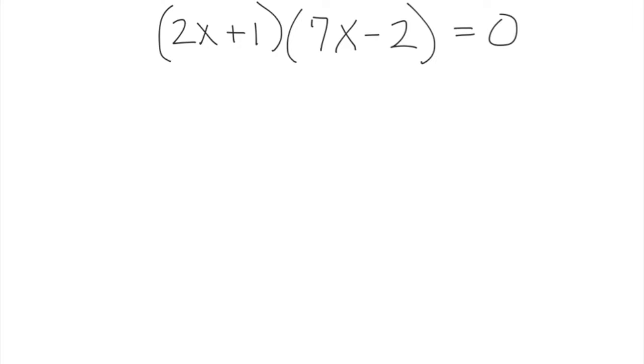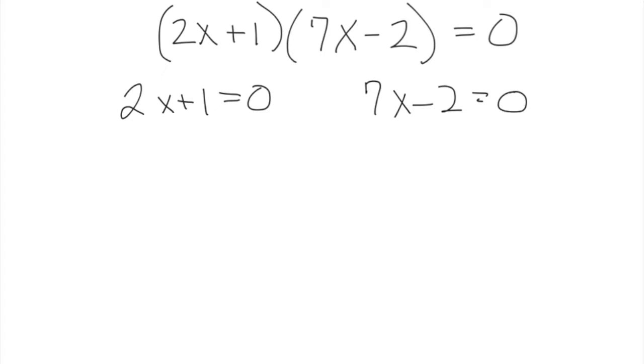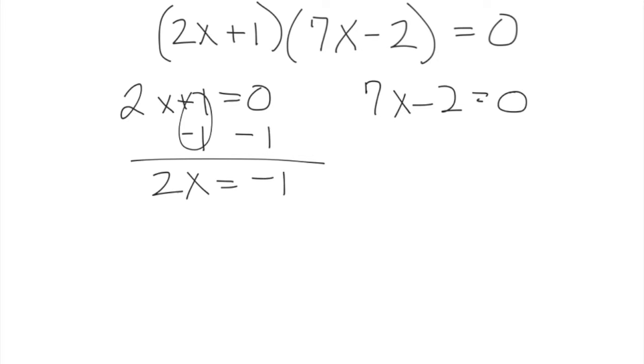Now that I know what two factors when multiplied together will give me the original equation, I can write these factors equal to 0. I have 2x plus 1 equals 0 and 7x minus 2 equals 0. I'm going to solve each equation by isolating the x variable. In the first equation, I'll subtract 1 on both sides, so I have 2x equals negative 1. Then I'll divide both sides by 2, and I'm left with x equals negative 1 over 2.